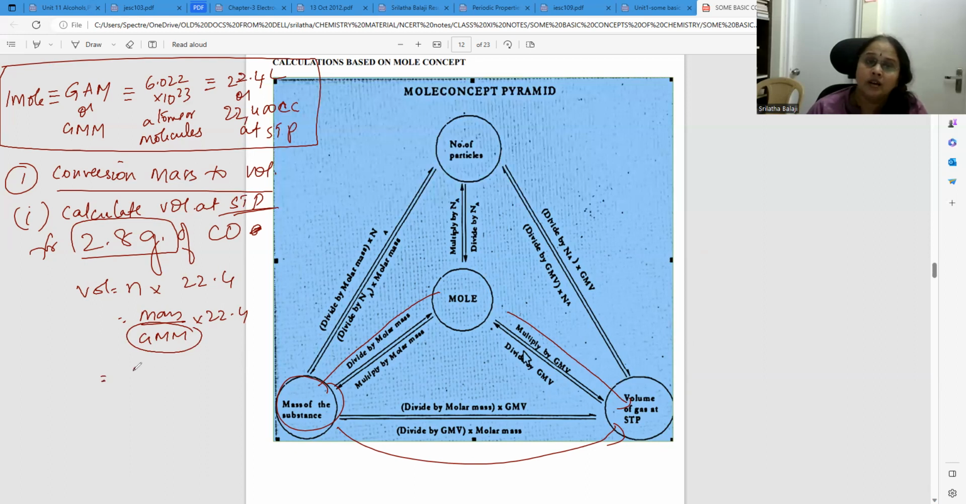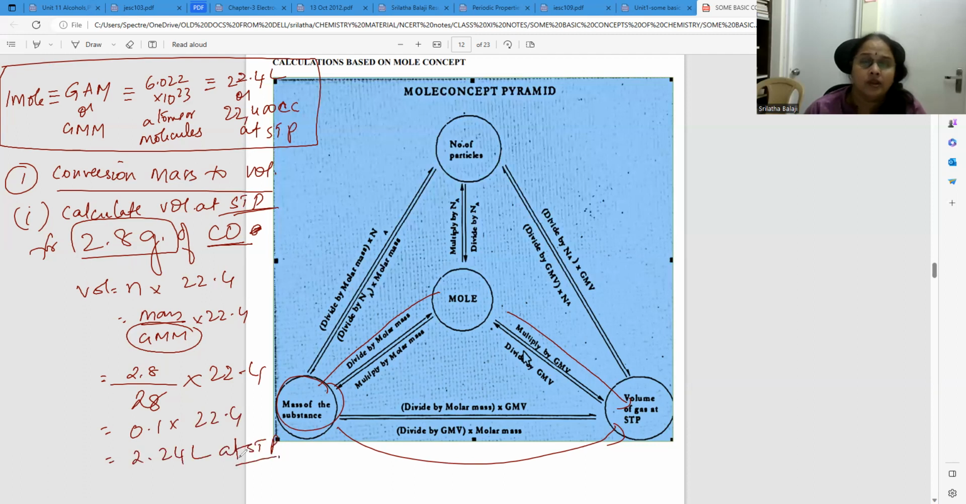So how much is it? 2.8 divided by, what's the molar mass of carbon monoxide? Sometime back only we did. Just see. 28. 28 into 22.4. In other words, what is 2.8 by 28? It's 0.1 into 22.4. You will get this as 2.24 liters at STP. Clear?